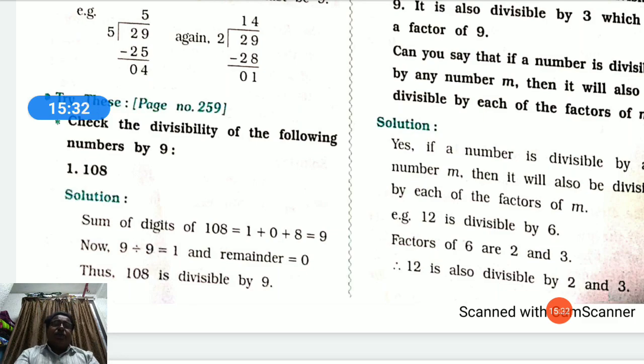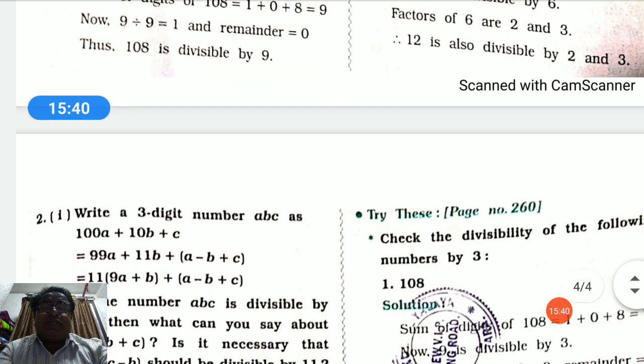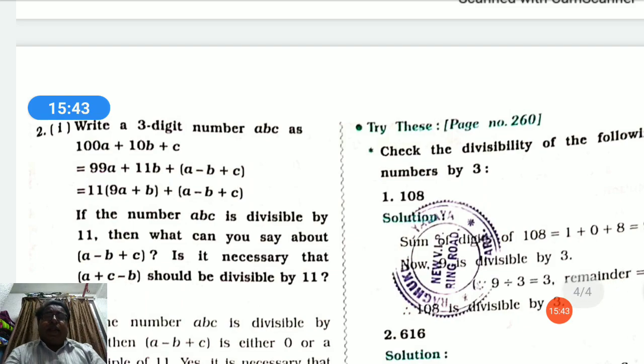12 is also divisible by 2 and 3. 2 6s are 12, 3 4s are 12. Now, next, write a 3-digit number ABC as 100A plus 10B plus C is equal to 99A plus 11B plus (A minus B plus C) is equal to 11(9A plus B) plus (A minus B plus C).